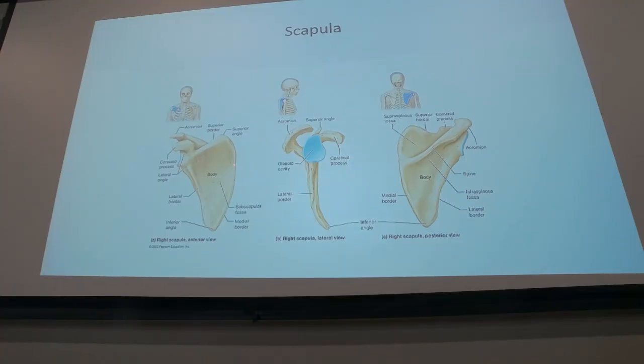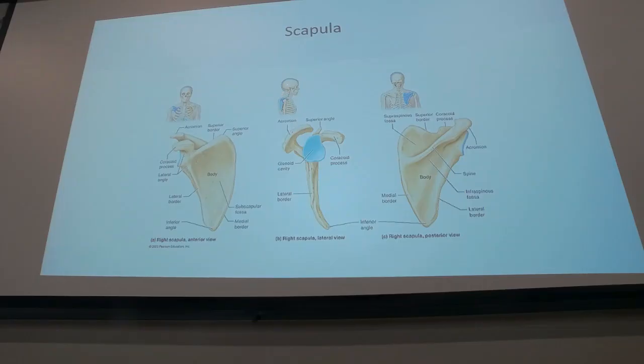Now, this is the body, and in the body, you have a fossa. This fossa is called the subscapular fossa. And this is where some muscles insert, like the subscapularis muscle. Later on, we'll see in the muscular system chapter what this muscle does. And then coming off from this lateral angle and the superior border, we have a little process that looks like a bird's beak. This is called a coracoid process.